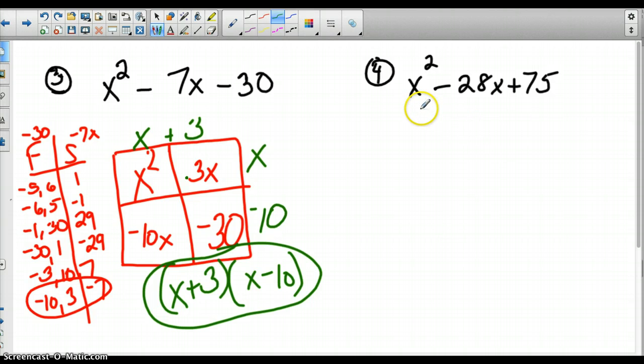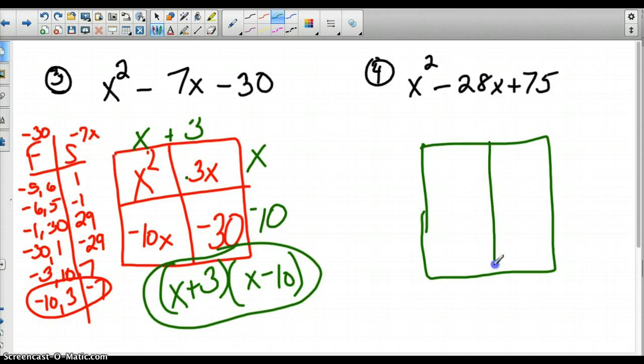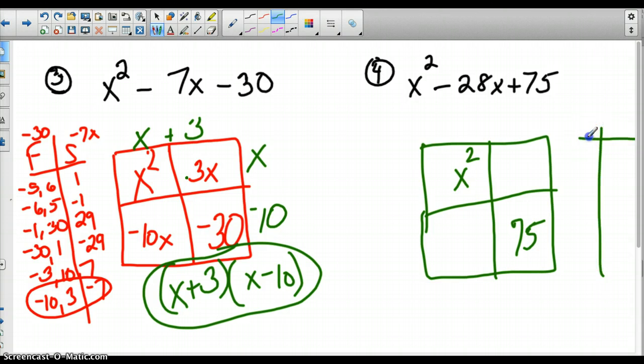Okay, number 4, is there a GCF? No, there isn't one, so jump right to your rectangle. When you jump right to your rectangle, you're going to end up having your x squared here and your positive 75. You multiply them, you have to come up with the factors of 75 and the sum of negative 28.